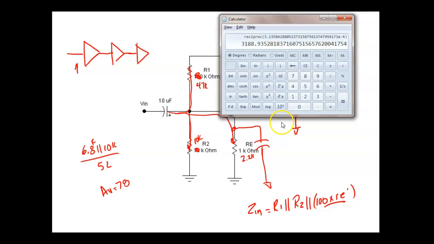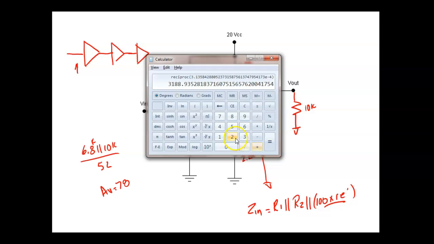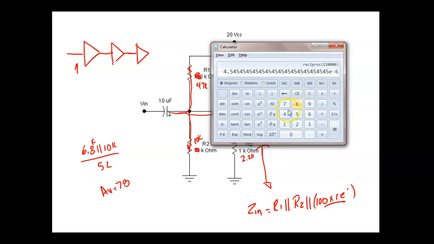Now, a while ago, what were we using down here? 2.2K. So unbypassed, that would be 2,200 times beta. Now, don't write this down. We're just going to see the difference between bypassed and unbypassed. Equals that, reciprocal. Then I'll do 47,000. Well, I didn't get plus.